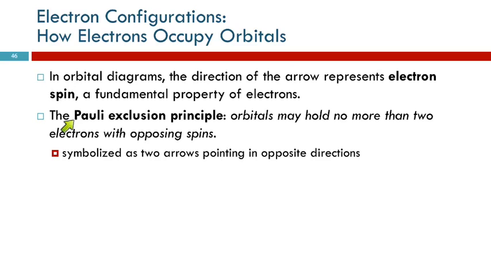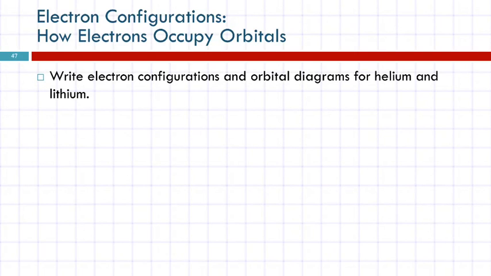The Pauli exclusion principle says that the orbital can hold no more than 2 electrons, and those electrons have to have opposite spins. So we symbolize those as 2 arrows pointing in opposite directions. So if we want to draw orbital diagrams for helium and for lithium, how many electrons does a helium atom have? 2. So it has 2 electrons.